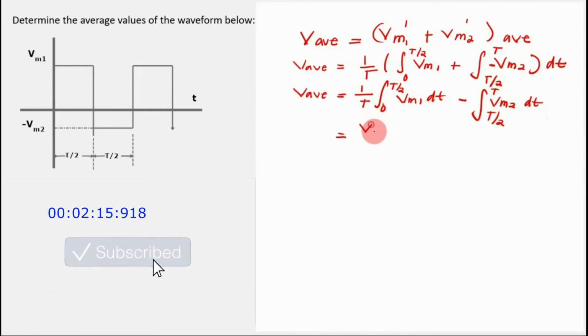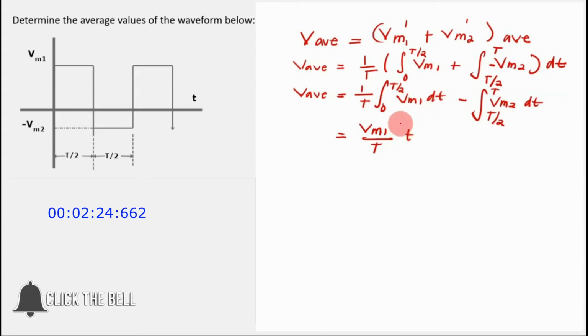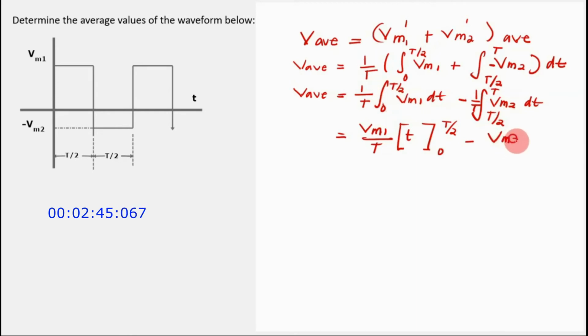So we have here for the first term Vm1 over T, I just place it outside, so the integration of dt is t, so this will be t. So this is from 0 to T over 2, and minus again, since each term is separated, therefore 1 over T will also be here. It's also 1 over T because this will be distributed. For this term, that is Vm2 over T. The integration of dt is t, so from T over 2 to T. We substitute each definite value of the integrals from each point.